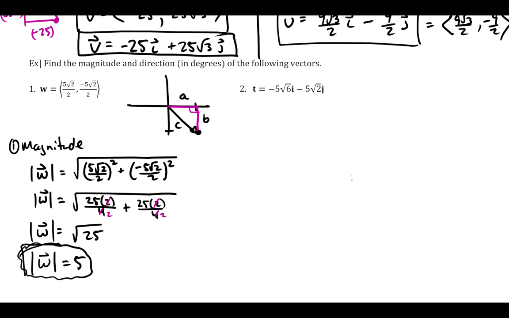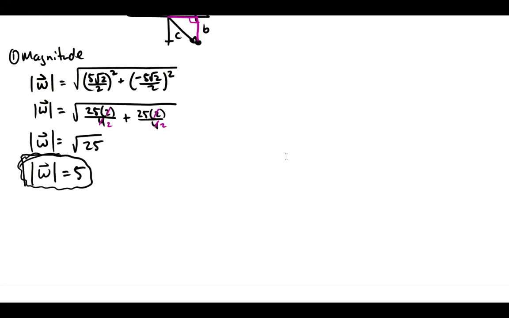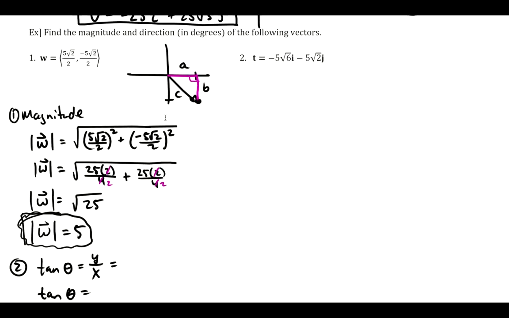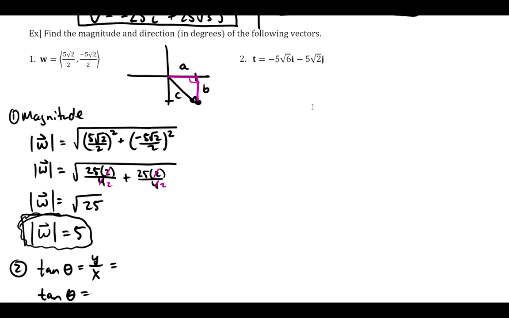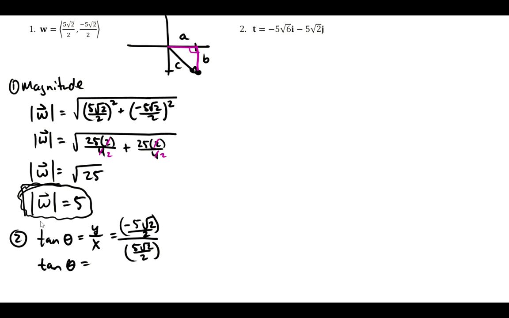Okay, and then the second step is to get the angle. So this is where I think the tangent formula will now help us. So tangent of theta is the vertical component over the horizontal component. So on our problem, our vertical component is negative 5 radical 2 over 2. Our horizontal component is positive 5 radical 2 over 2. Well, these are the same two numbers divided, except one's negative, so that would simplify to be negative 1.